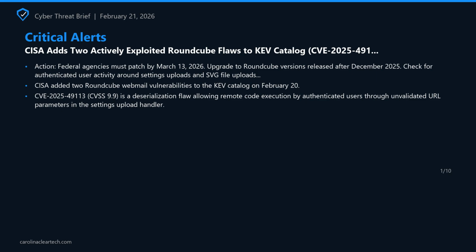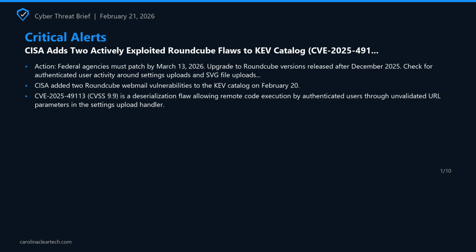CVE-2025-49113, CVSS, the Common Vulnerability Scoring System, 9.9, is a deserialization flaw allowing remote code execution by authenticated users through unvalidated URL parameters in the settings upload handler. The vulnerability has an EPSS, the Exploit Prediction Scoring System, score of 0.921, 100th percentile, and was hidden in the codebase for over 10 years before discovery.